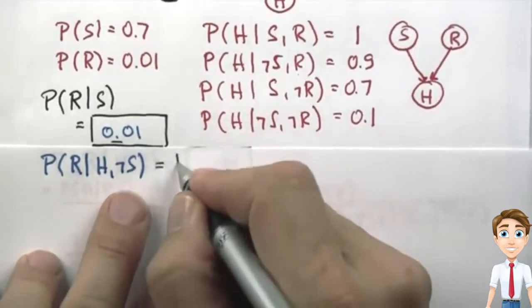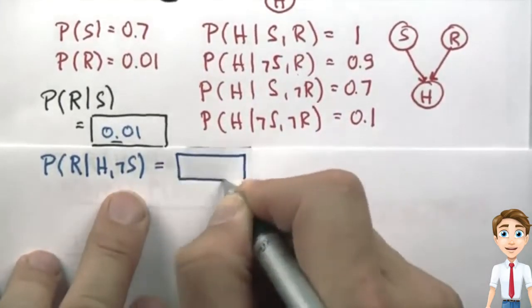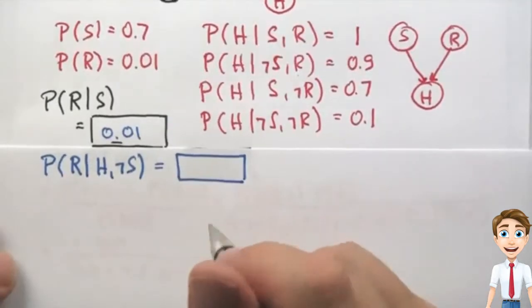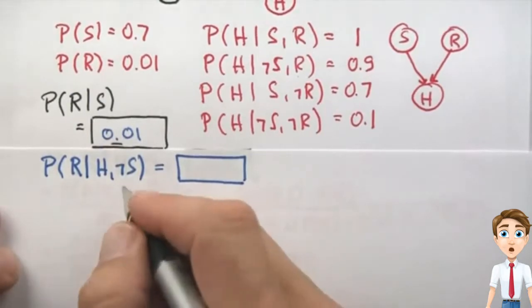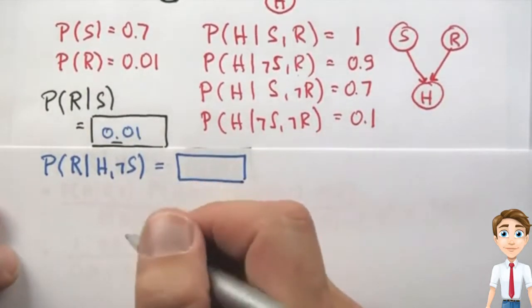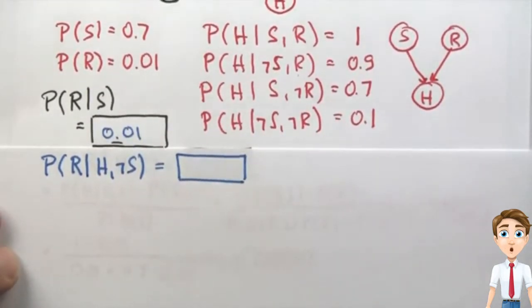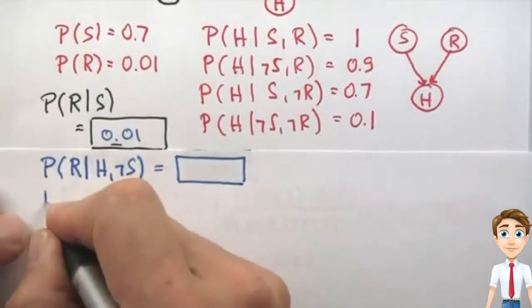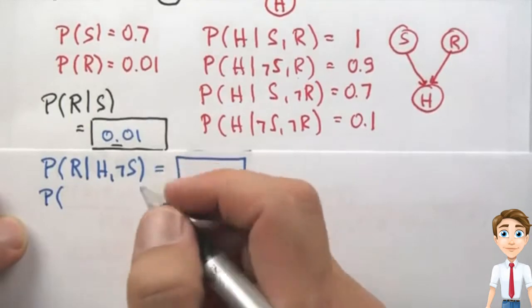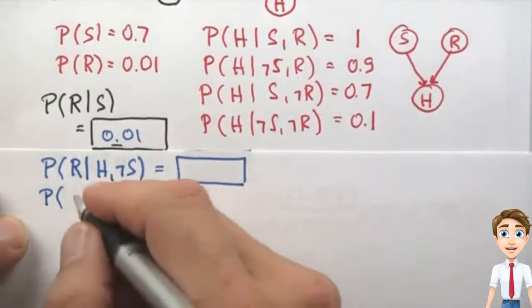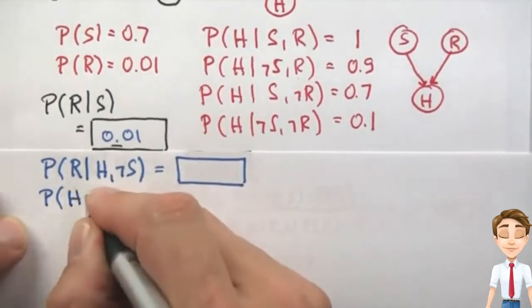So please calculate this number for me and enter it into this box. Well, the answer follows the exact same scheme as before, with S being replaced by not S. So this should be an easier question for you to answer. P of R given H and not S can be inverted by Bayes' rule to read as follows.